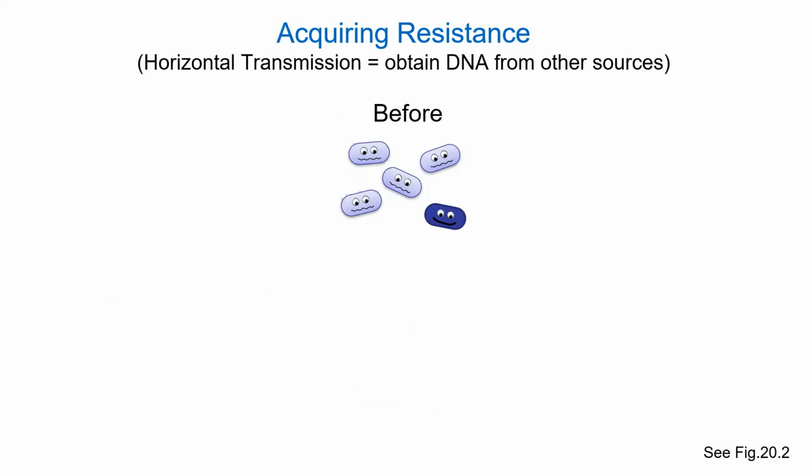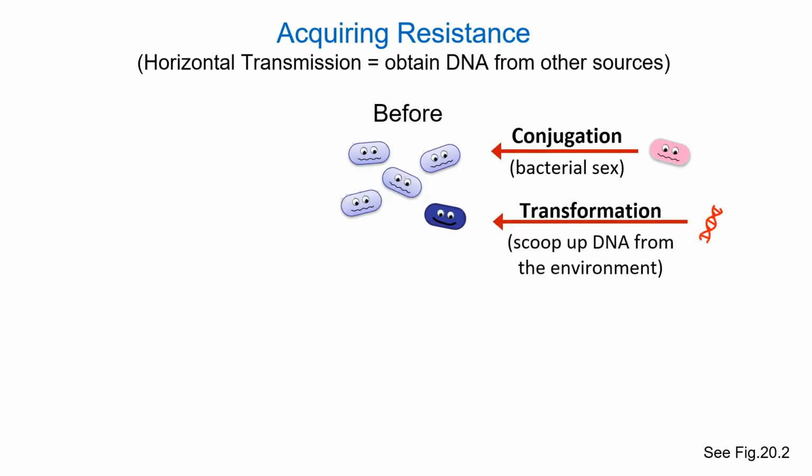You can see there's my organisms like before, and it says horizontal transmission is obtaining DNA from other sources. And how can you get DNA from other sources? One way we talked about already was bacterial conjugation, right? That is bacterial sex, so they're exchanging DNA, maybe not even the same species. There are other mechanisms. We can also have transformation. So gonorrhea, for example, is very good at this. Good at what? Good at just scooping up DNA from the environment and trying it out. And if it has useful genes, it'll keep them for itself.